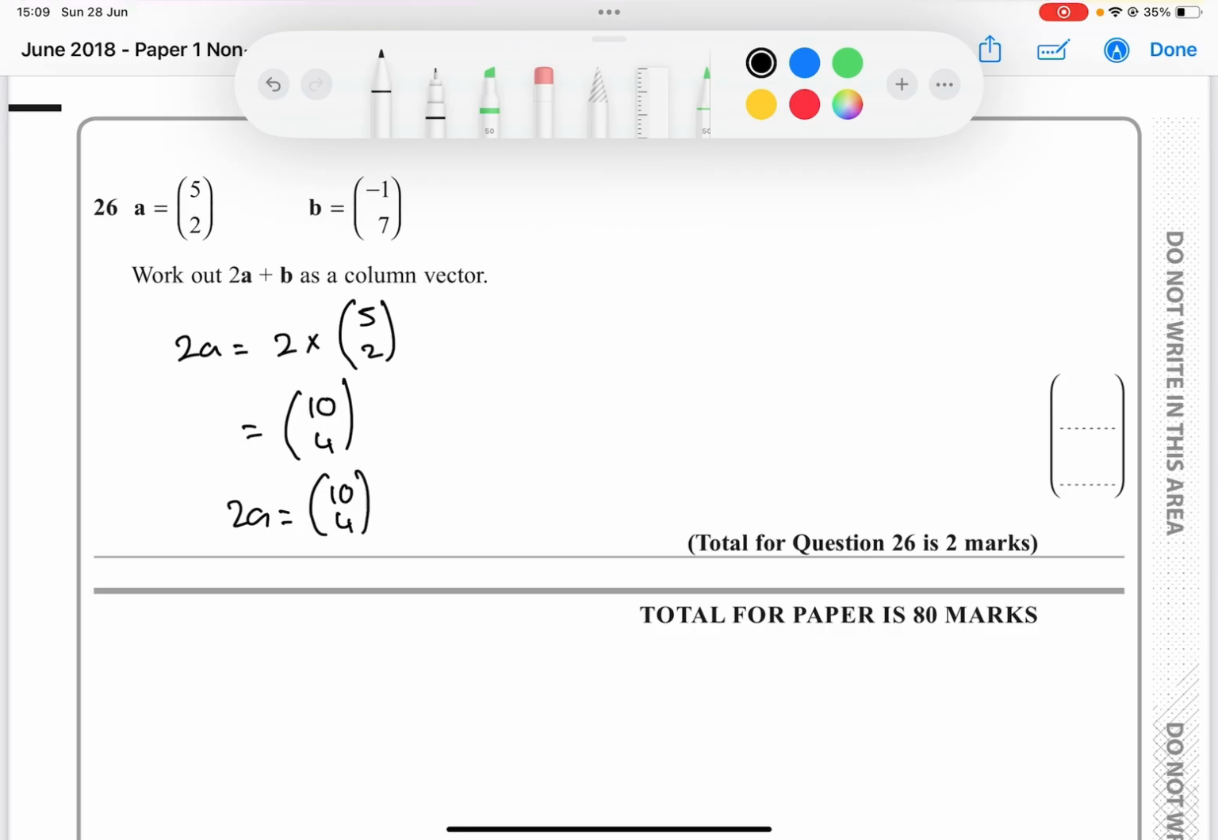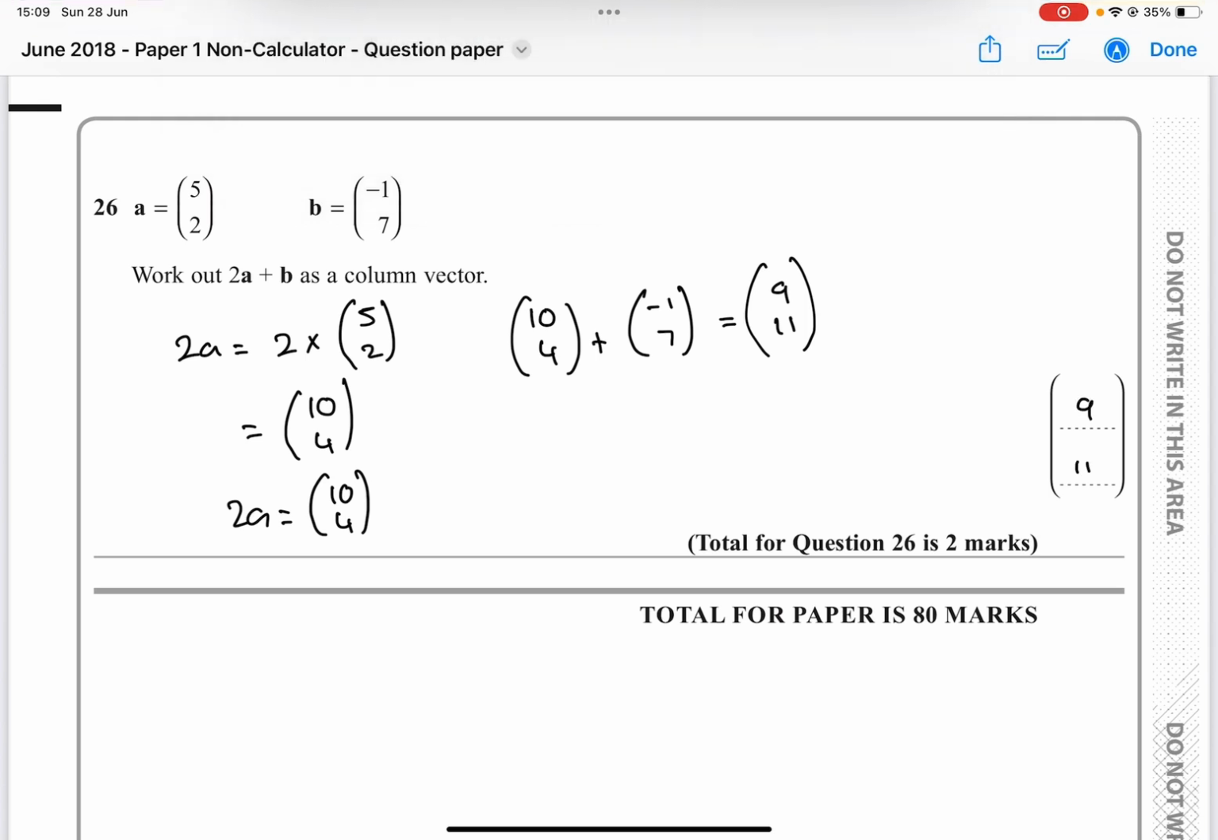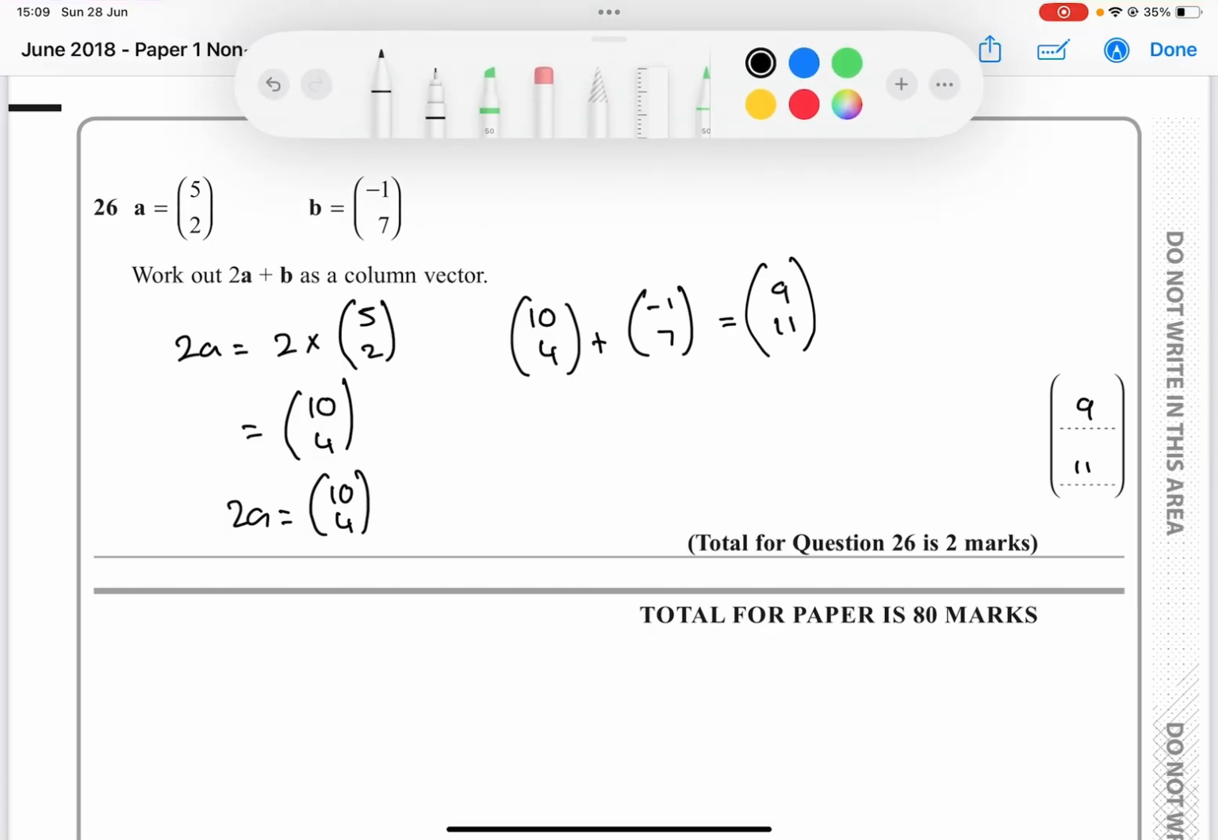Now we want 2A plus B. So that's basically going to be 10, 4 plus minus 1, 7, okay? So 10 plus minus 1 is basically just 10 minus 1, which is 9. And then 4 plus 7, 7 plus 3 is 10, so plus 1 will be 11. So as a vector, 2A plus B will be 9, 11. And that is our answer, 9, 11. So just multiply vector A by 2, and then add your vector B to get 9, 11. And that is it.